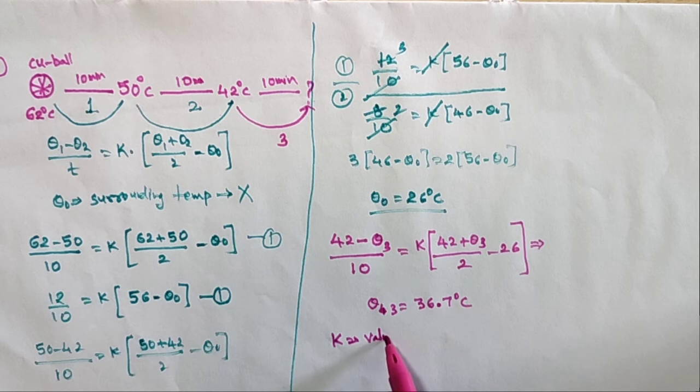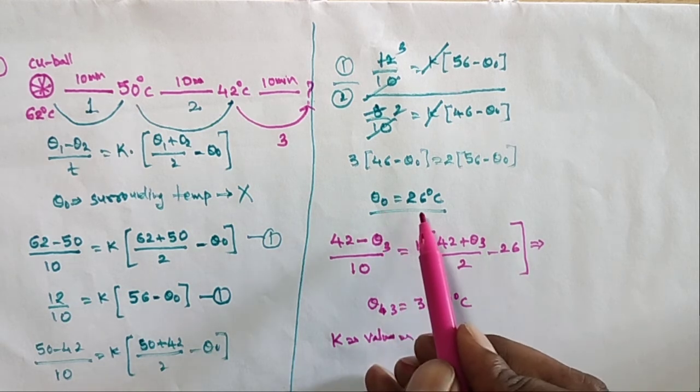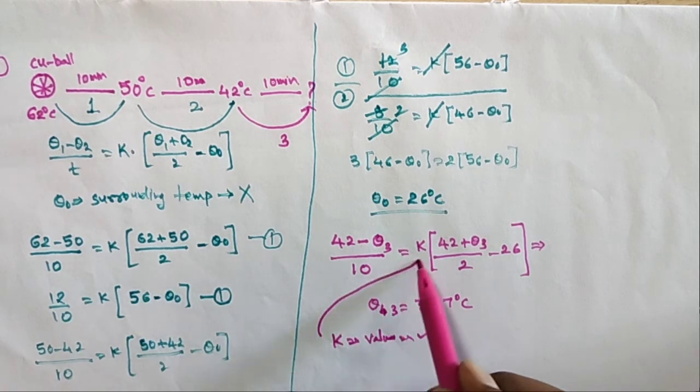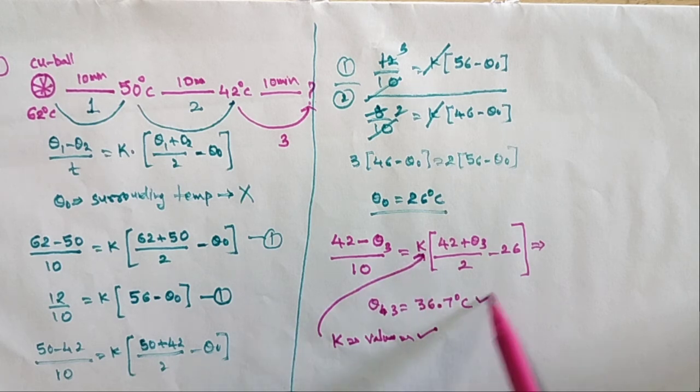For this purpose, please calculate the k value first. How to calculate the k value? What is theta naught? 26 degrees. In equation 1 or equation 2, you substitute the theta naught value. First you get the k value. After getting the k value, substitute in this equation. Finally, you can get 36.7 degrees.